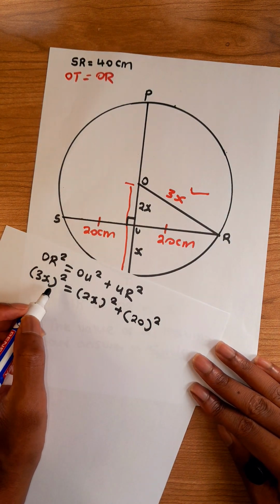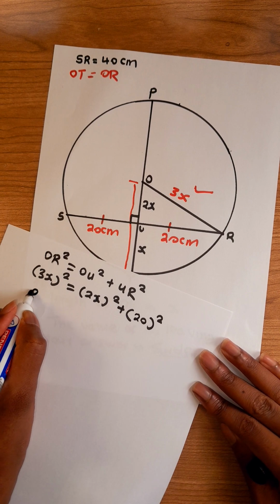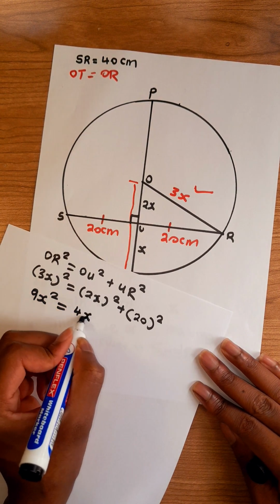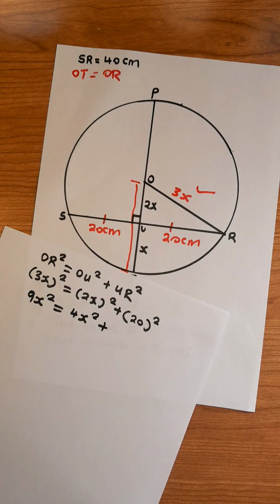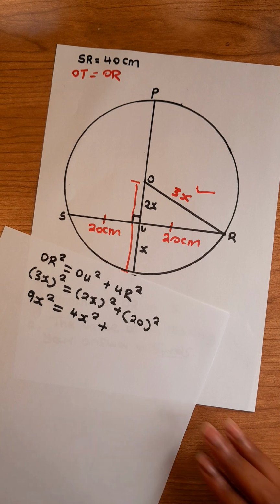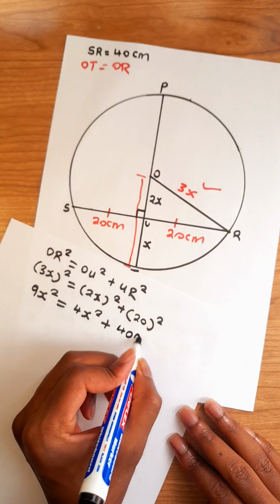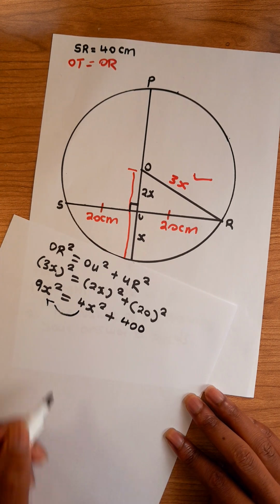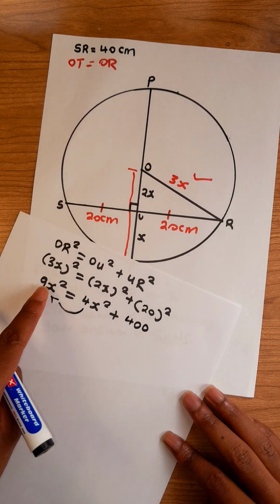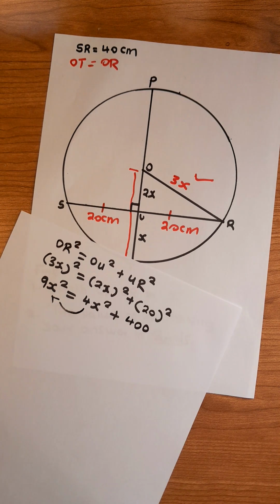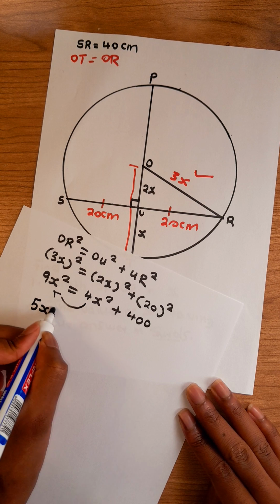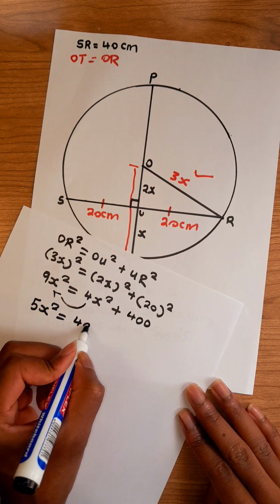What is 3 squared? 3 squared is going to give us 9x squared. This one is going to give us 4x squared, plus what is 20 squared? I'm just using my calculator to find 20 squared, and it's just going to give me 400. Now I'm going to say 9 minus 4 because I'm going to take this one to the other side. So it's going to say 9x squared minus 4x squared. That's just going to give us 5x squared, and we're left with 400.